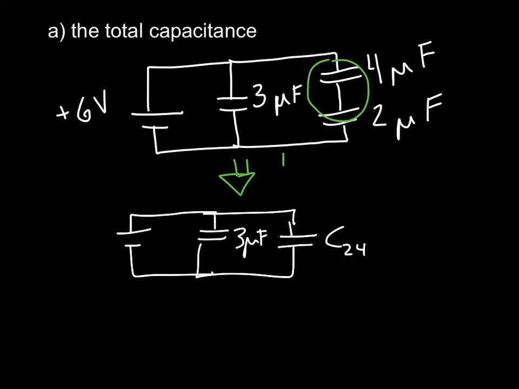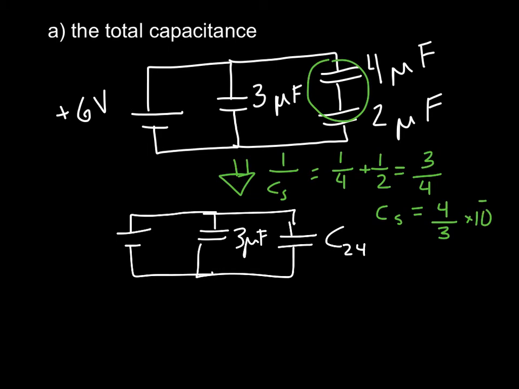Well, they are in series, so 1 over the capacitance in series equals 1 over 4 plus 1 over 2, which equals 3/4. Then remember you have to invert this, so the capacitance in series for 2 and 4 is equal to 4 over 3 times 10 to the minus 6 farads, because it was in microfarads.